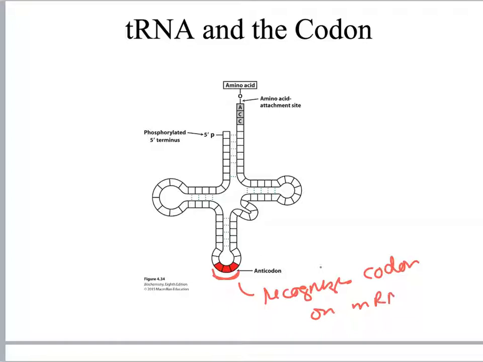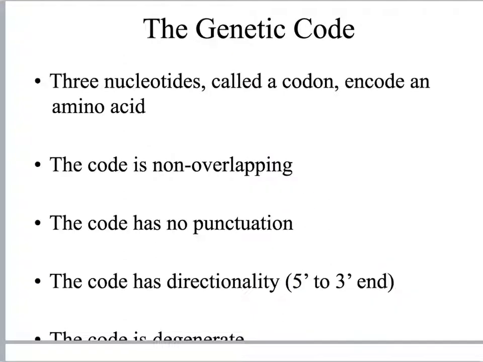Okay. And basically, depending on that codon on the mRNA, that really tells us which anticodons are going to be here, and that tells us which amino acid we're going to be bringing in. So with the genetic code, you have 3 nucleotides called a codon, and that's going to encode for an amino acid, and that codon comes from that messenger RNA.